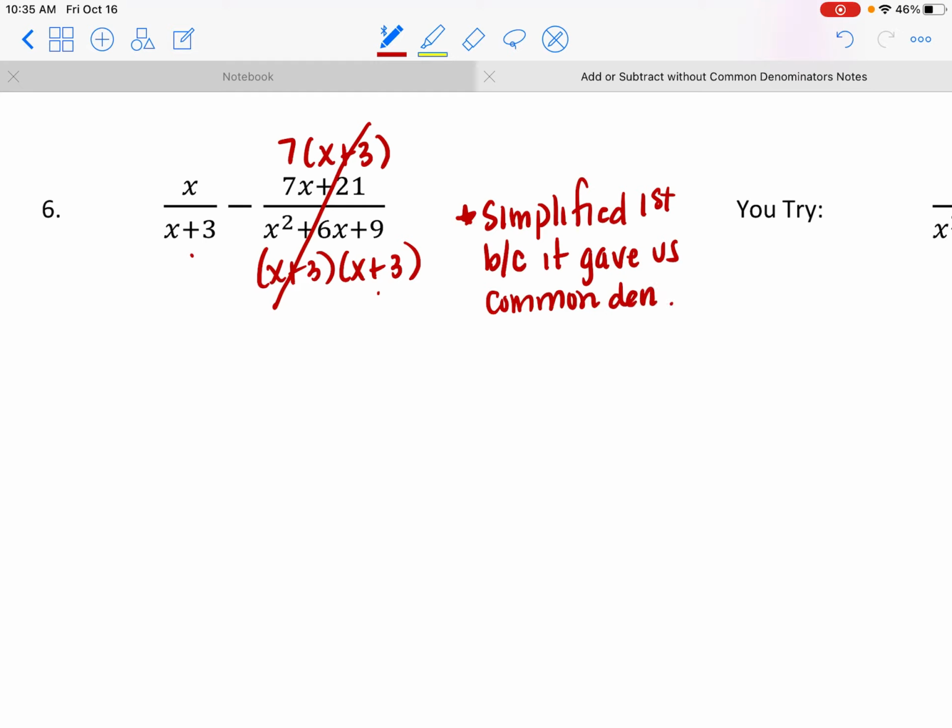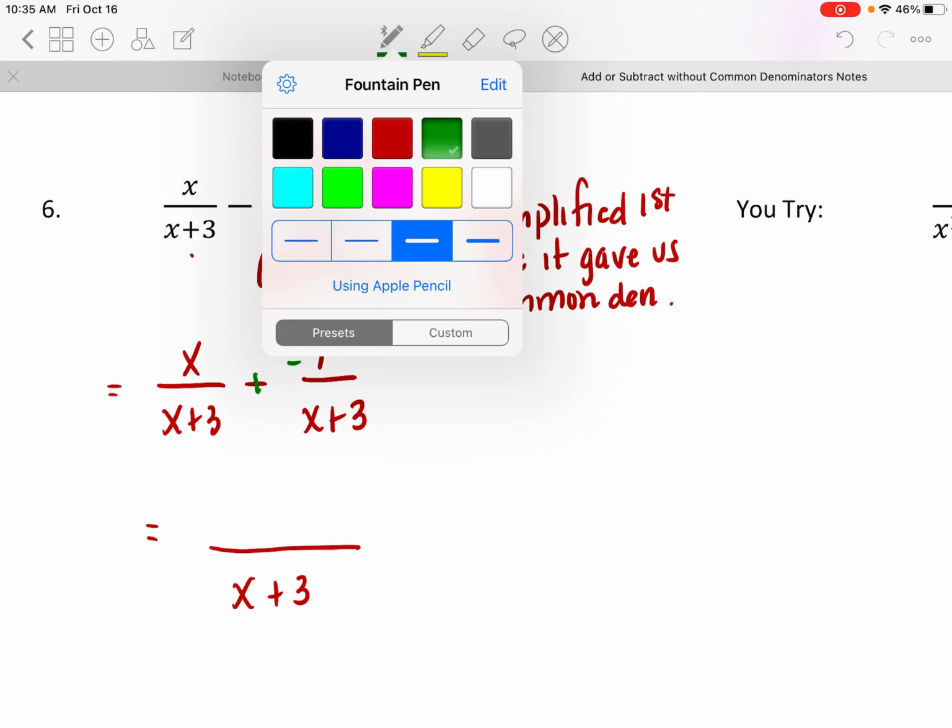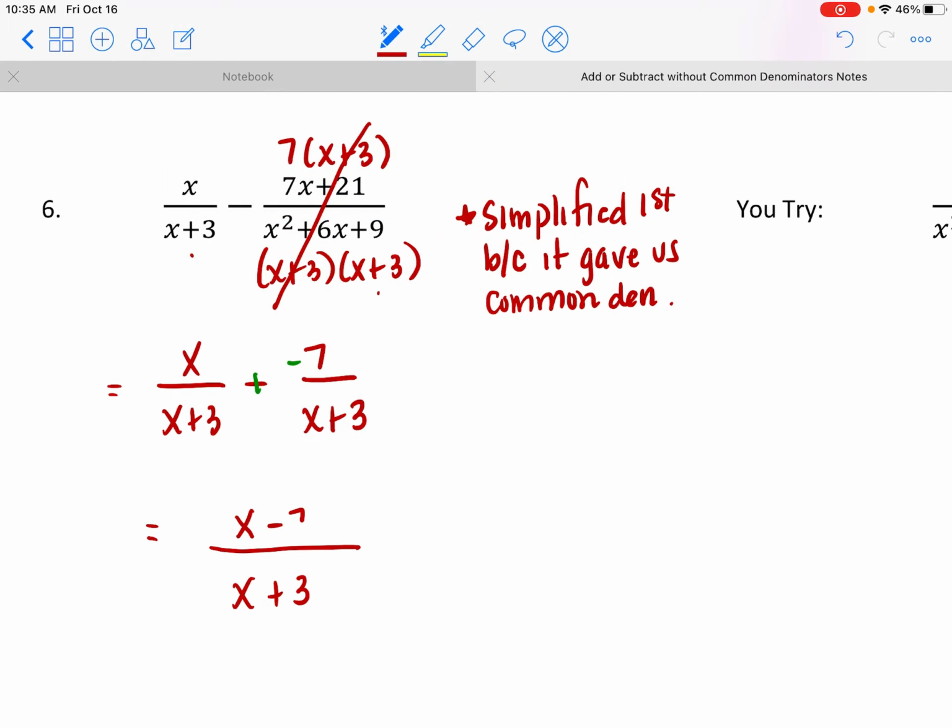Okay, so it left us x over x plus 3. I didn't mess with that fraction, but it left us 7 over x plus 3. And now this is a very simple problem. I don't have to go about multiplying and then combining like terms and then simplifying again. So we can keep our common denominator, x plus 3. And this is a subtract problem here, so make sure that minus goes with that 7. I can't combine those like terms, so that x and minus 7 come over. And again, this is all we can do here. I can't reduce any x's or anything else, so this is going to be our final simplified answer.